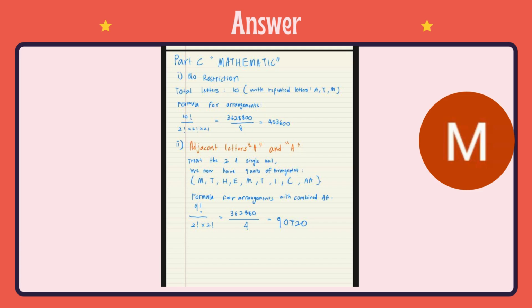For the second, the adjacent letters are A and A. Treat the two A's as a single unit. We now have 9 units for arrangement: M, T, H, E, M, T, I, C, and the adjacent A's. The formula for arrangement with AA combined is 9 factorial divided by 2 factorial times 2 factorial. So 362,880 divided by 4 gives 90,720 ways for the adjacent letters A and A.